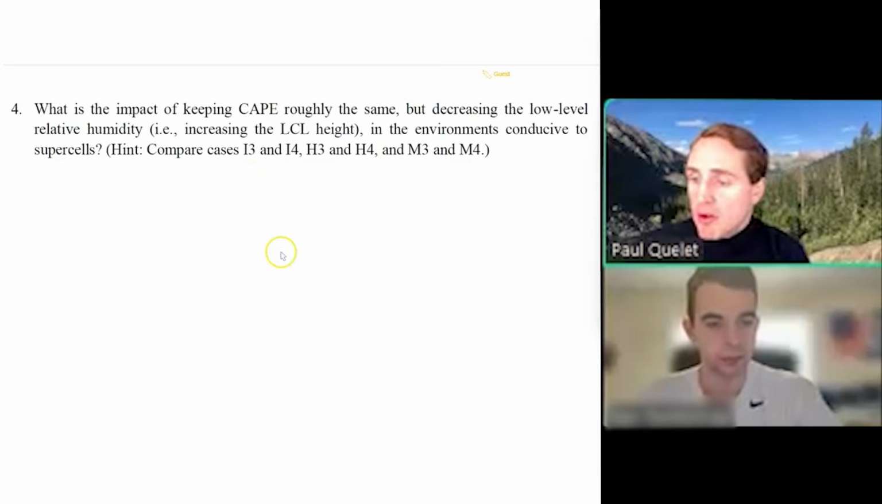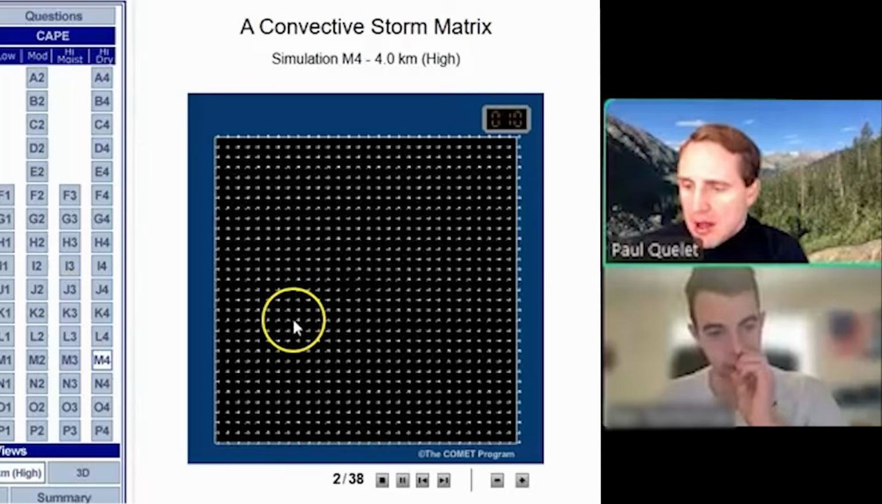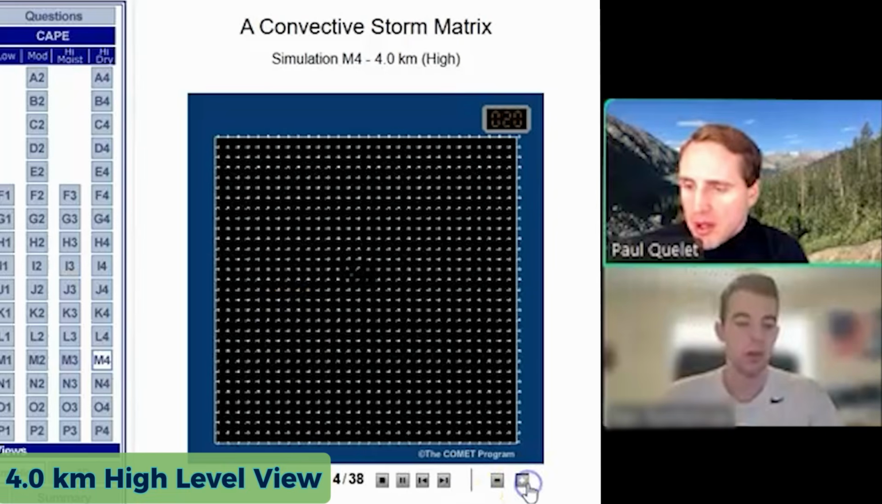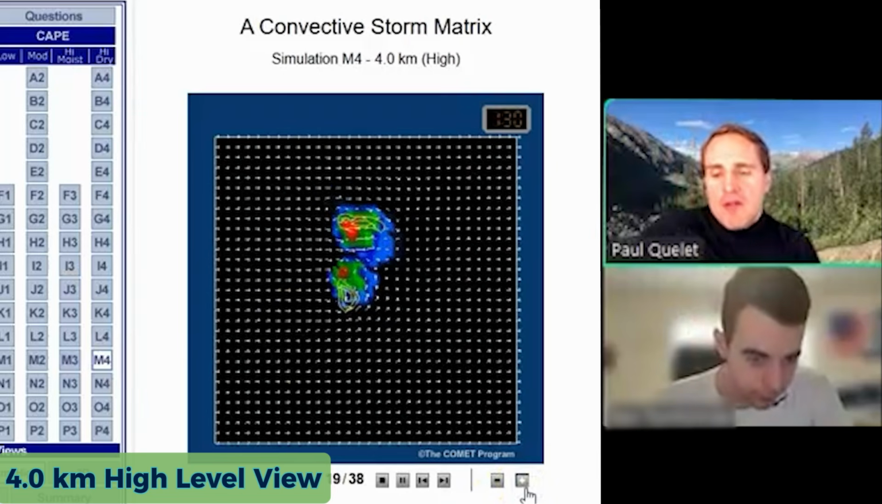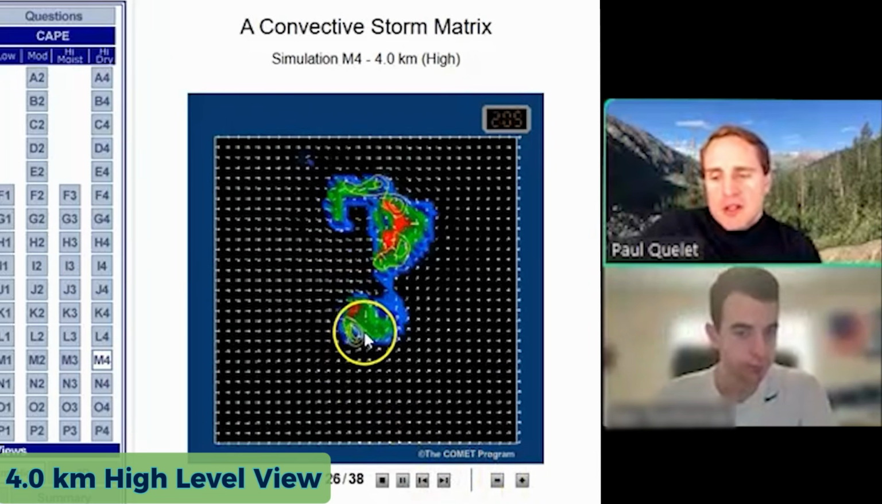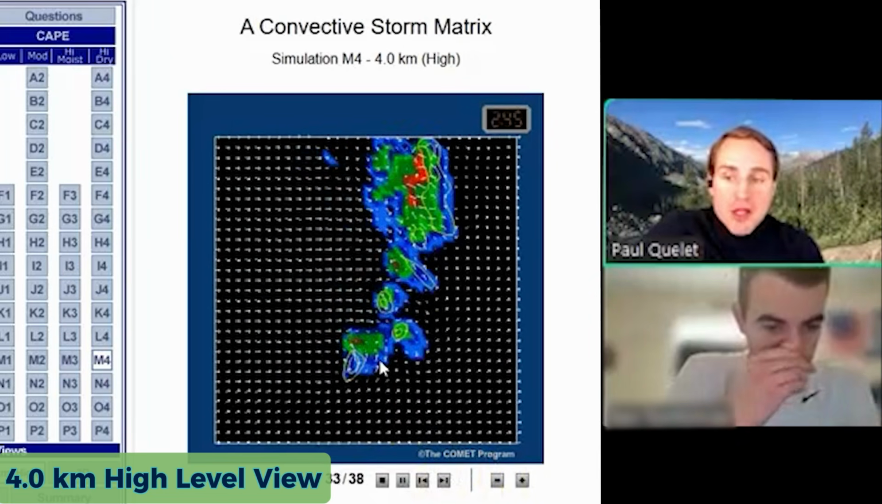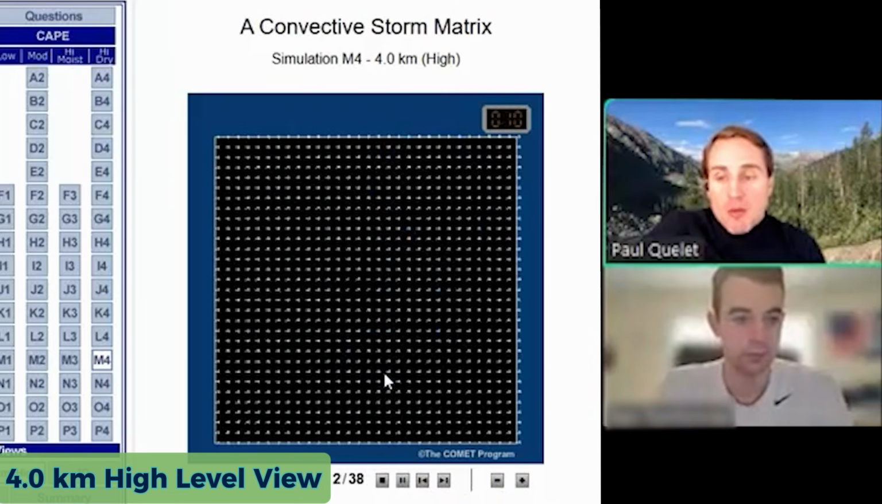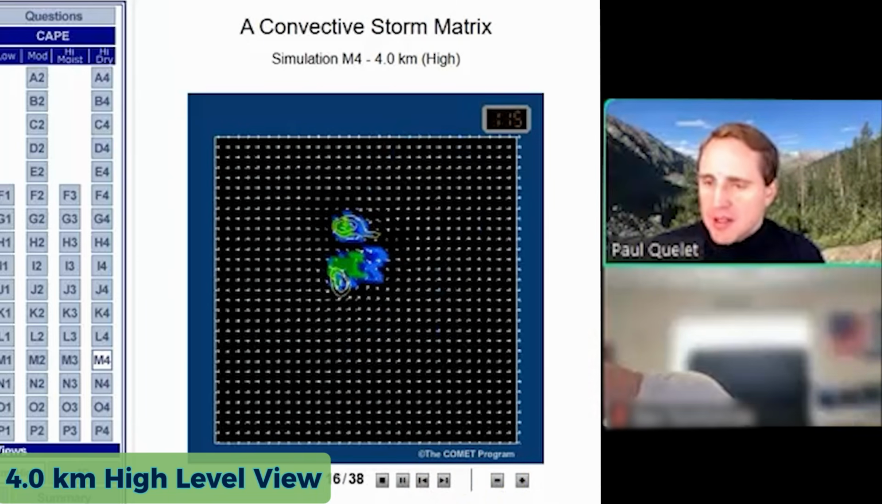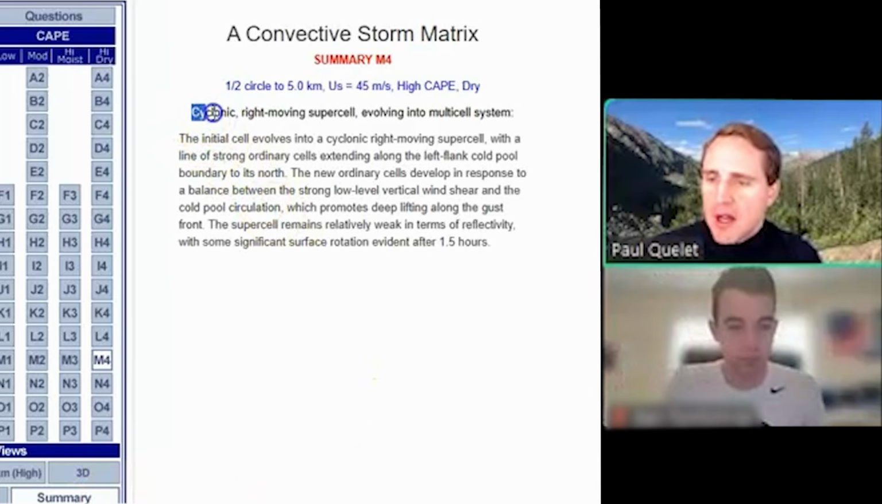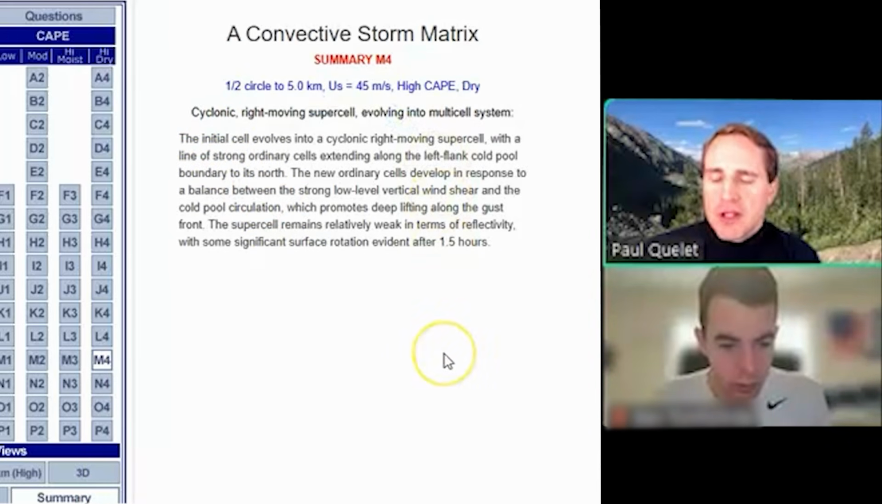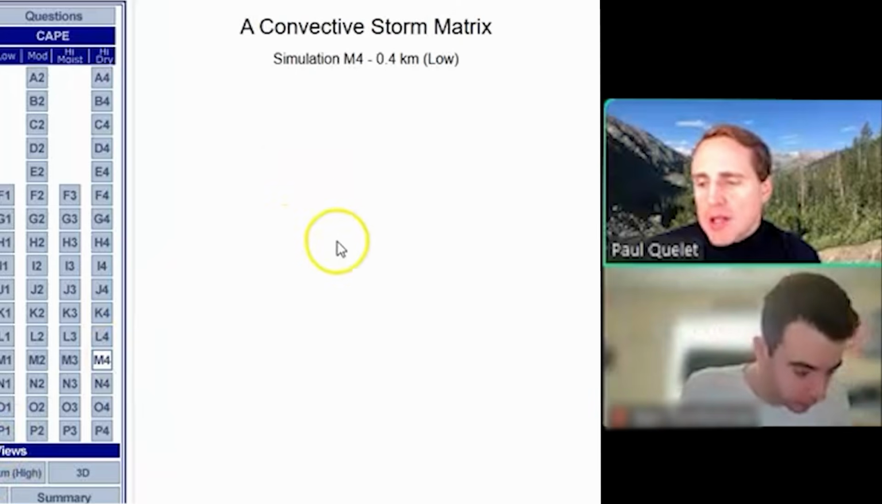Let's do it in the order of M, then H, then I. So now let's go to 4 kilometers and let's go to M4. If you cut off that access to low-level moisture, let's see what happens. Certainly the supercell, if it is a supercell, looks a lot weaker. Let's see what they said as far as summary. This is a cyclonic, right-moving supercell evolving into a multicellular system. Yeah, so I would agree with that.